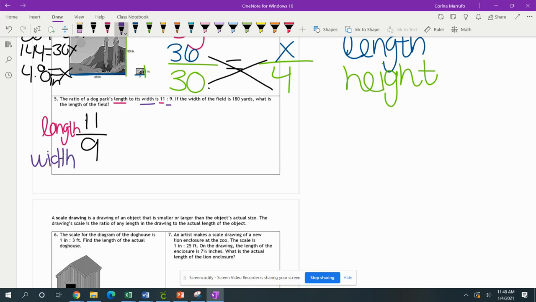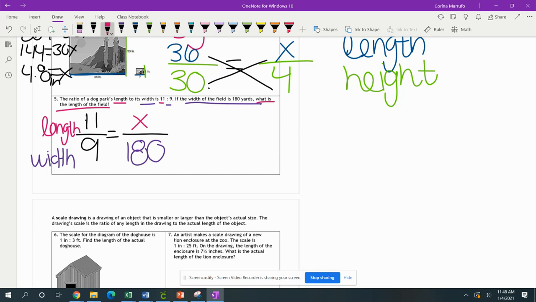So then the actual dog park, it tells you that the width is 180 yards. So the 180 needs to go on the bottom, and then they ask us what is the length. So that means that we're looking for the length. We're going to put an x there. Just make sure that you guys match them up.